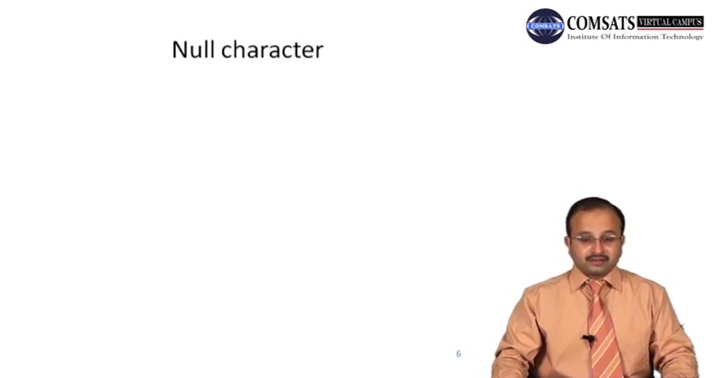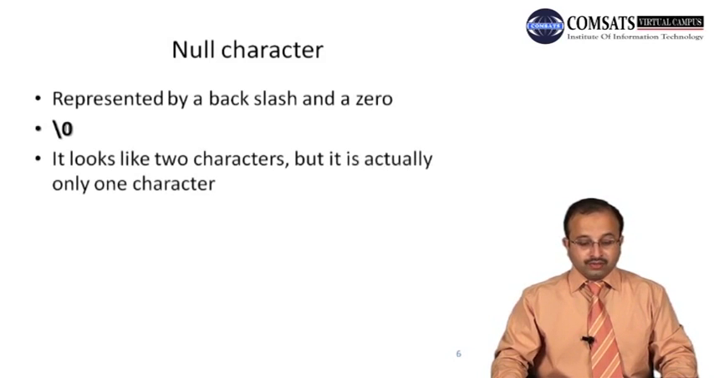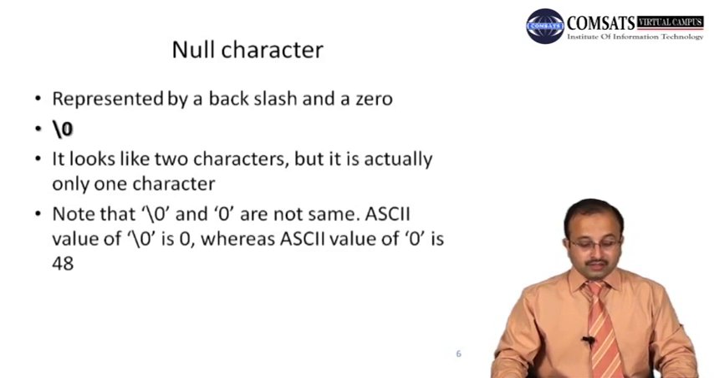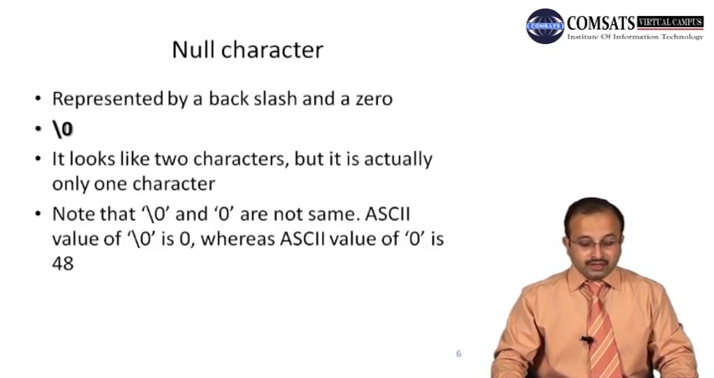So what is a null character? It is represented by backslash and a 0, that is backslash and a digit 0. It looks like 2 characters, but it is actually 1 character, and the ASCII value of \0 that is null and 0 that is a digit are not the same. ASCII value of null is 0, whereas ASCII value of 0 is 48.